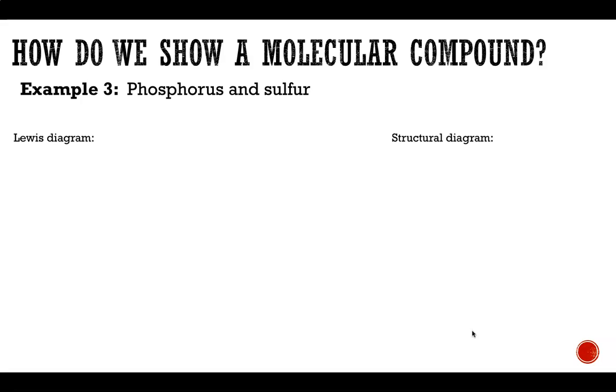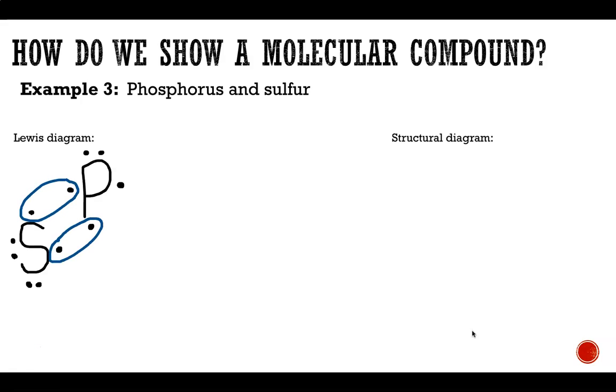Okay, let's try a little bit of a trickier one. So we've got phosphorus and sulfur. So I'm going to start with sulfur here. It's in group 16, so it has 6 valence electrons. So I've drawn that there. And then we've got phosphorus in group 15 that has 5 valence electrons. So we're going to start to draw our bonds in. We know that we want to share some of these electrons. So if we share those 2, then we can go around and see that 1, 2, 3, 4, 5, 6, 7, 8. Sulfur is happy. Phosphorus is not quite there yet.